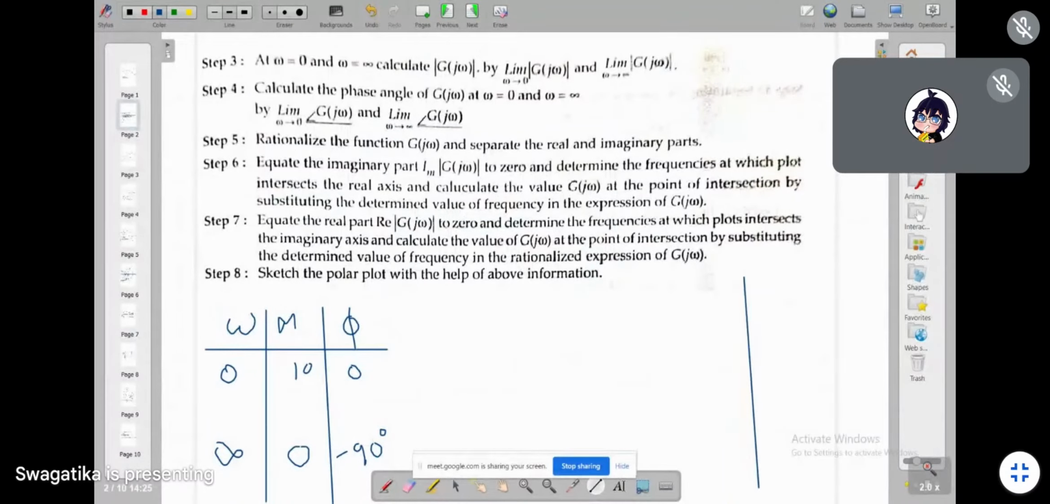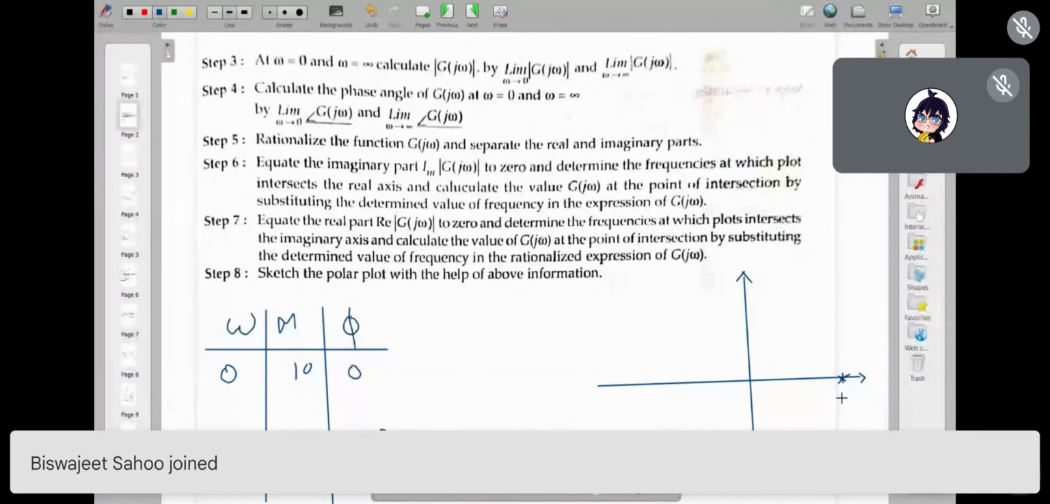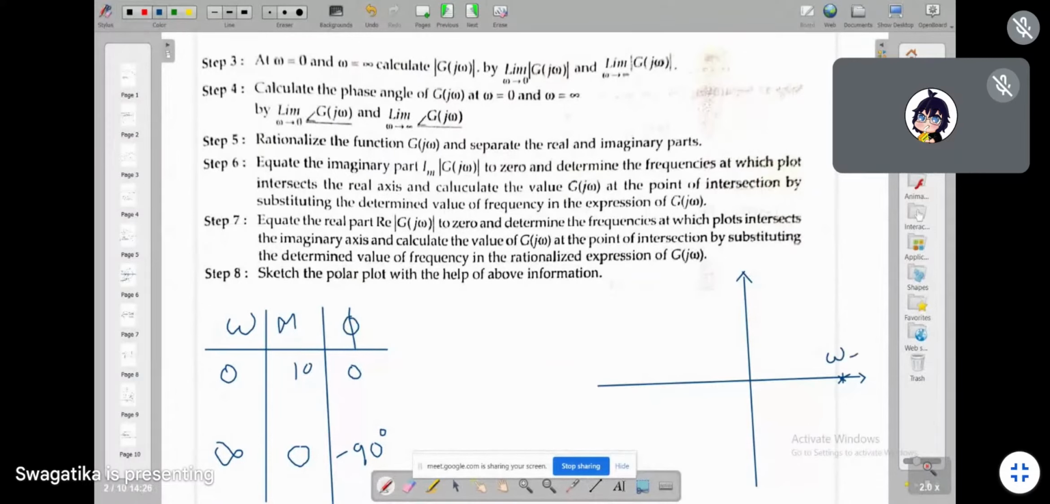Now if we draw the polar plot, omega equals to 0 starts with magnitude 10. Phase angle 0 means that will be on the x-axis itself, right? So that is magnitude 10 with phase 0, omega is equal to 0. Now the plot will go from omega equals to 0 to omega equals to infinity. At omega equals to infinity, the magnitude is 0 and the phase angle is minus 90.